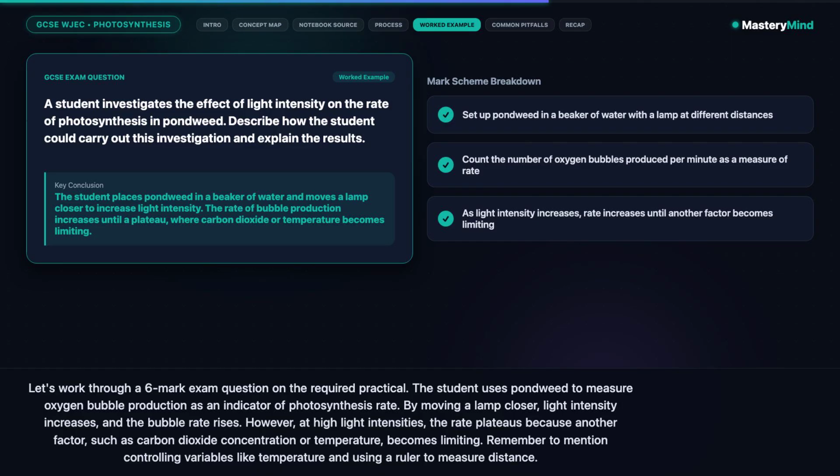However, at high light intensities, the rate plateaus because another factor, such as carbon dioxide concentration or temperature, becomes limiting. Remember to mention controlling variables like temperature and using a ruler to measure distance.